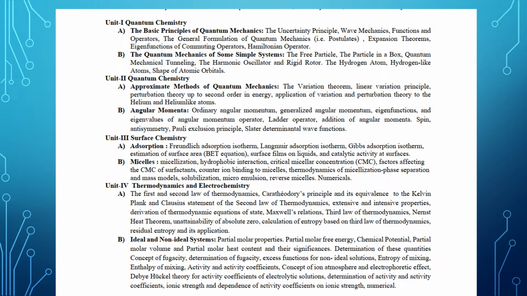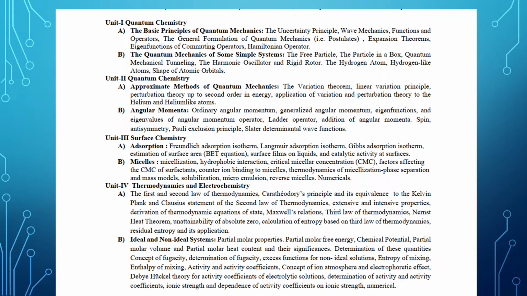Unit 3 Surface chemistry A. Adsorption, Freundlich adsorption isotherm, Langmuir adsorption isotherm, Gibbs adsorption isotherm. Estimation of surface area, BET equation, surface films on liquids, and catalytic activity at surfaces.